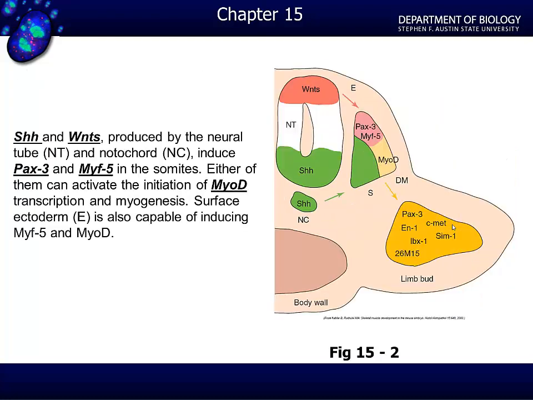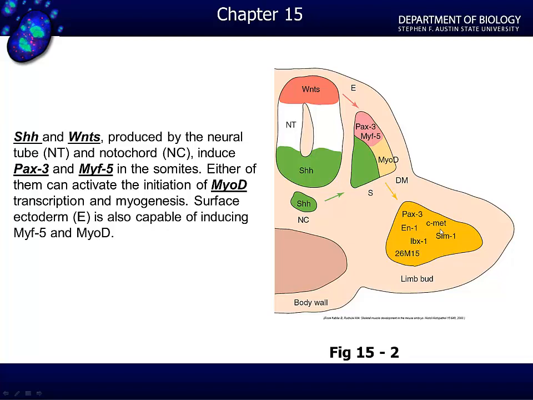Now, once we form these, and especially with our sonic hedgehogs and Wnts and the BMPs, we're going to basically begin to express MyoD, and we already saw that was a myogenic regulatory factor. Myf5 is going to be another one of those myogenic regulatory factors. And this new one, PAX3, again, different portions of the dermal myotome. And once we do this, we are going to begin to get migrating muscle precursors, migrating down into this area where we're going to start to form the musculature of our limb bud.